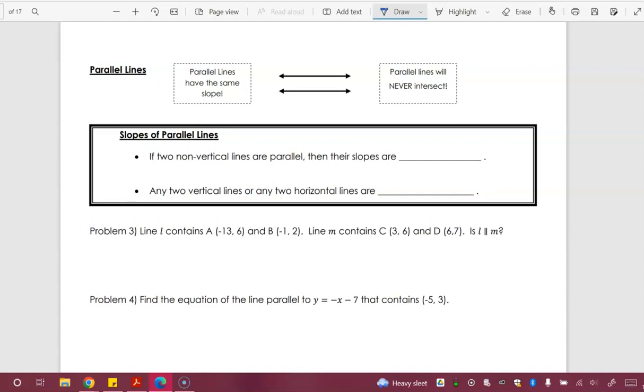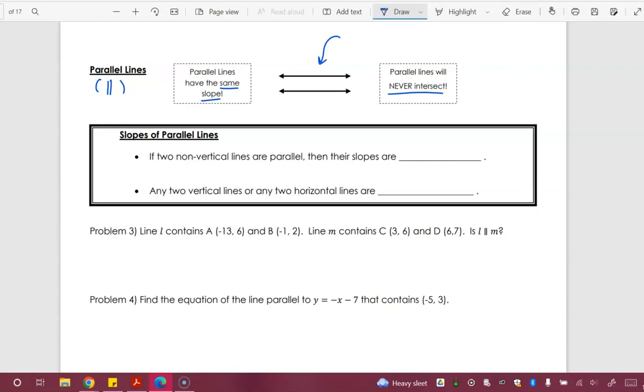So parallel lines, first of all, the symbol is like that, two little L's. So if you see me do that, that means parallel lines. Parallel lines look like this. They have the same slope and they never intersect. They go on forever and they never intersect.